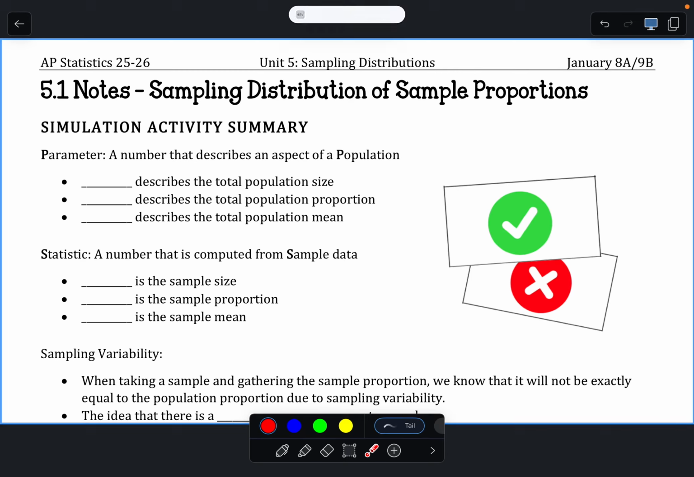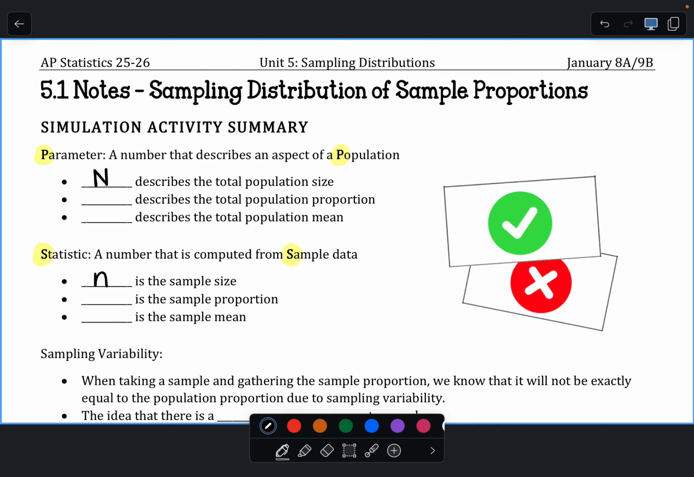What we did discuss last class period was that there are different symbols for different things. We have a population parameter and we have a sample statistic. Whenever it comes to the population, you are going to use a capital N to represent the population size. But when it comes to a sample, we use a lowercase n.